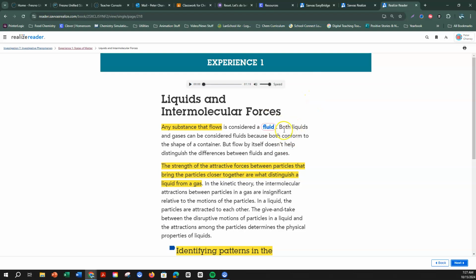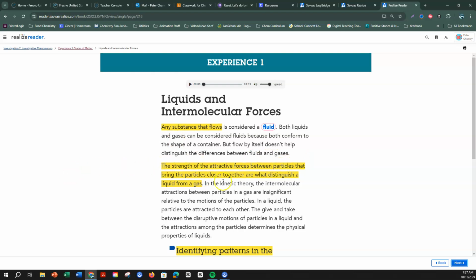Okay, fluid is a vocabulary word: any substance that flows. So both liquids and gases can be considered fluids because they both conform to the shape of the container and can flow into them. Other examples obviously are like water, and we have syrup and honey, and anything that flows is considered a fluid.